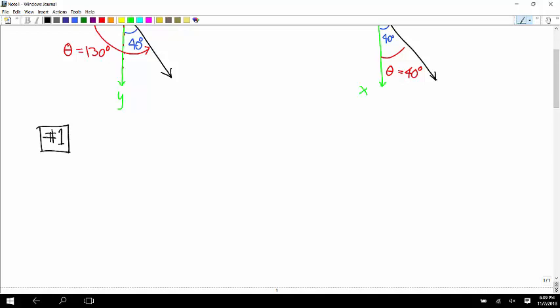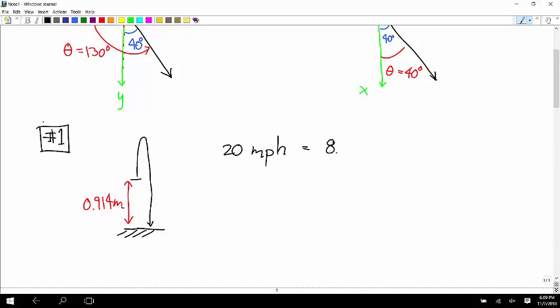Okay, so number 1. A ball's thrown straight up into the air with a speed of 20 miles per hour. So if you're drawing what's happening, here's the ground. It starts at a height of 3 feet and then goes straight up and straight back down. So this distance is 3 feet, and if you convert that, I think that's 0.914 meters. And it's thrown with an initial speed of 20 miles per hour, which is 8.94 meters per second.